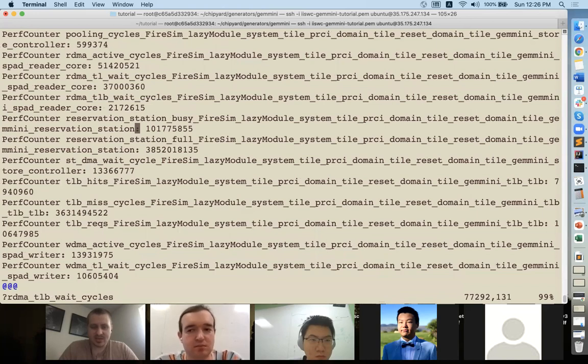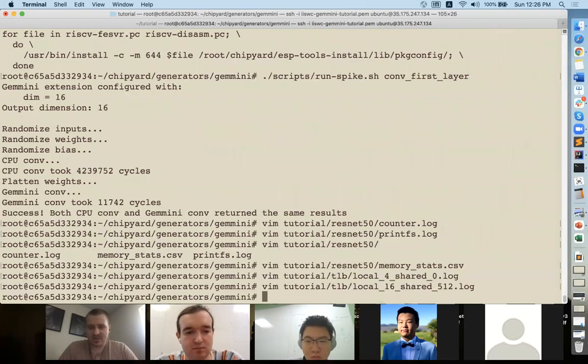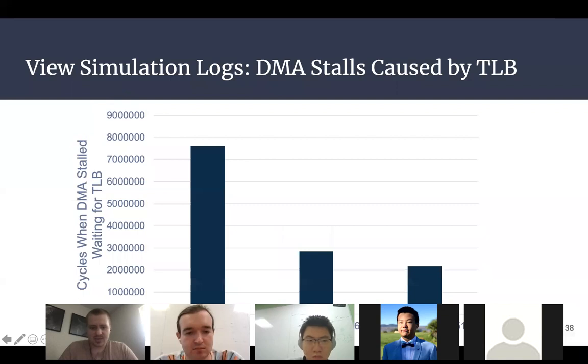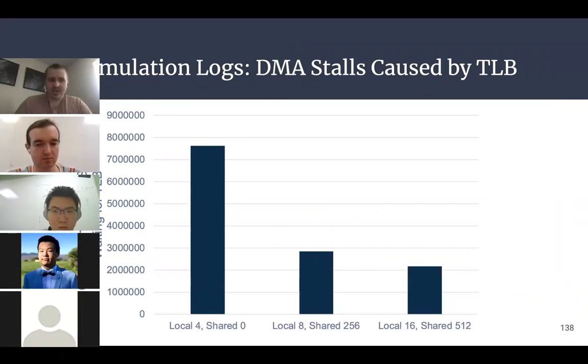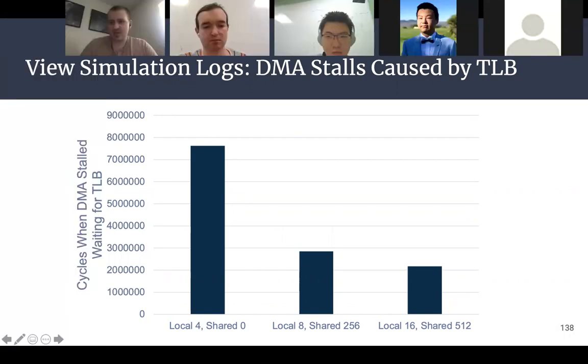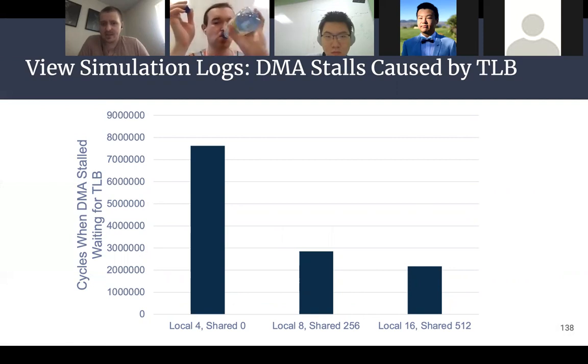This one had to wait way fewer, just about 2 million cycles. So the wait was really reduced. And we can plot these, and you can see that after a while you start to get diminishing gains. So nothing too surprising here, but just a demonstration of how you can use the TLB counters in the FireSim simulation logs and where to look to find this data. Does that make sense to everybody?